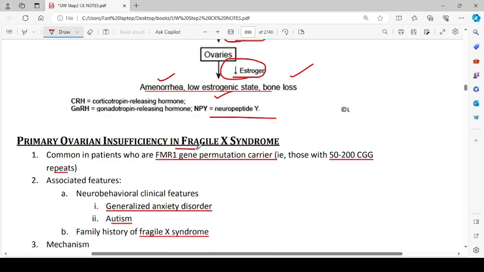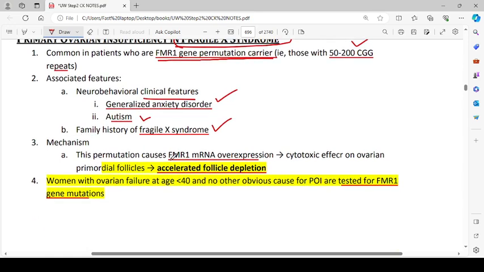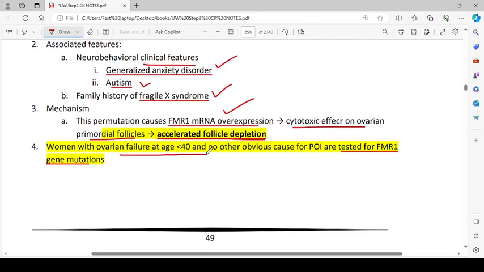Primary ovarian insufficiency in Fragile X syndrome. Common in patients who are Fragile X mental retardation 1 gene premutation carriers, those with 50 to 200 CGG repeats. Associated features are neurobehavioral clinical features, generalized anxiety disorder, autism, and family history of Fragile X syndrome. Mechanism: this premutation causes FMR1 mRNA overexpression, cytotoxic effect on ovarian primordial follicles, and accelerated follicle depletion. Women with ovarian failure at age less than 40 and no other obvious cause of primary ovarian insufficiency are tested for FMR1 gene mutation.